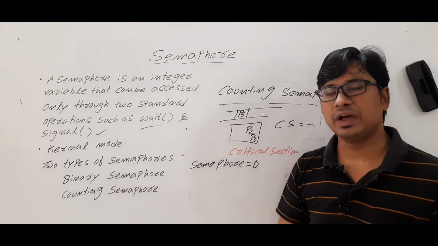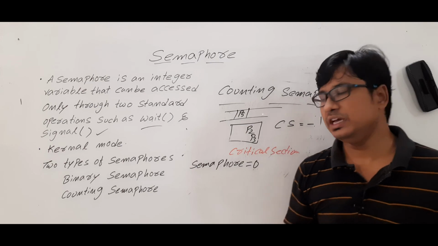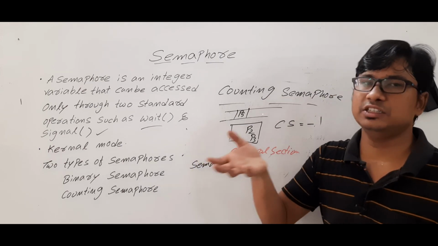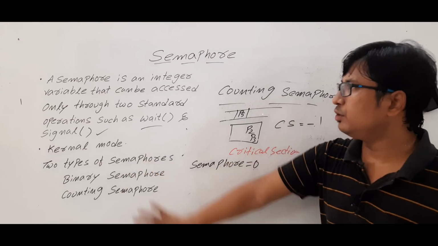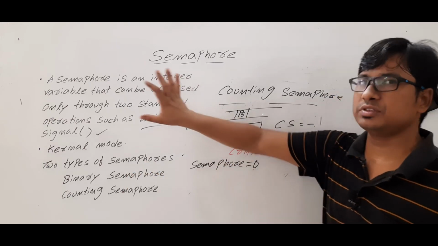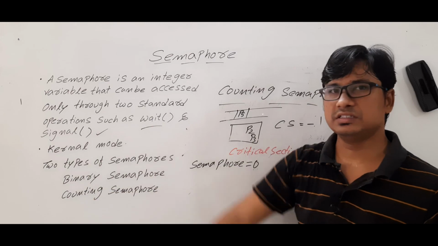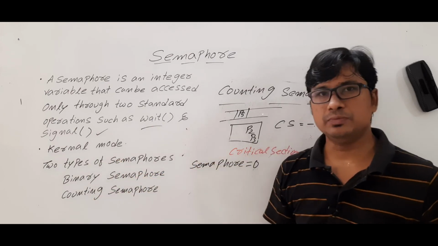So the binary semaphore value can be either 1 or 0. If it is 1, the critical section is vacant. If it is 0, the critical section is occupied. So I hope you have understood the purpose of a semaphore, why it runs in kernel mode, and what the types of semaphores are.